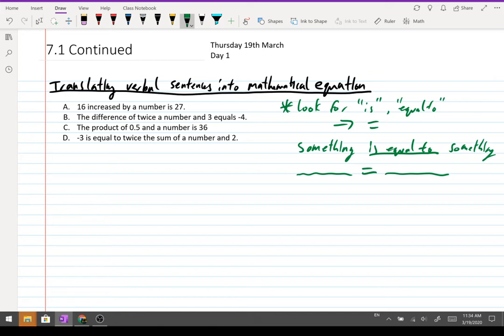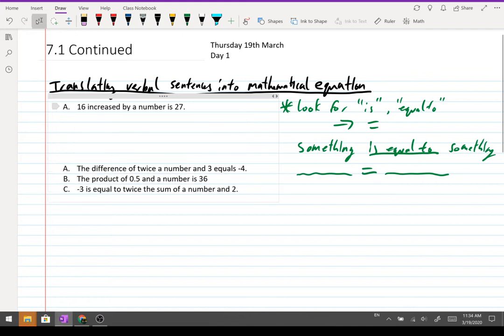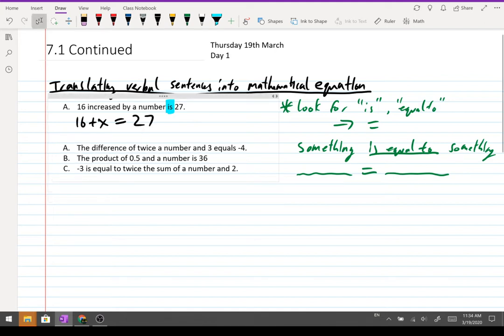So let's look at A over here. 16 increased by a number is 27. So 16 increased by a number, that is a mathematical phrase, the first part of the sentence. 16 increased by a number is 16 plus x. And then "is 27", this is the thing we're looking for. So that's going to be equals, and then 27 on the other side. So with A, there shouldn't be any problems.